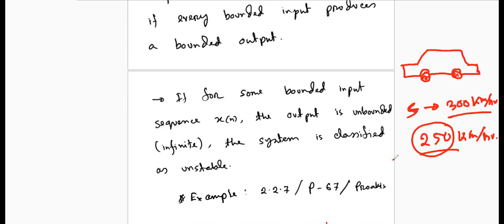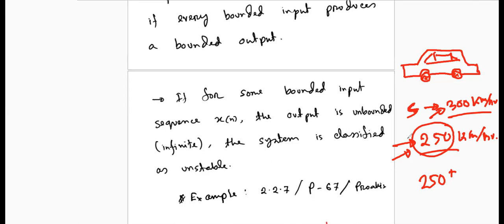So if you are running at 250, and this car is working very well, in that case you can say that the system is stable. The system means your car is stable. But if you are increasing beyond 250, that means 300 or 275, and the car is not working well and is beyond its capability, you can say that the system is unstable, because the system is still stable for the value of 250 kilometer per hour.